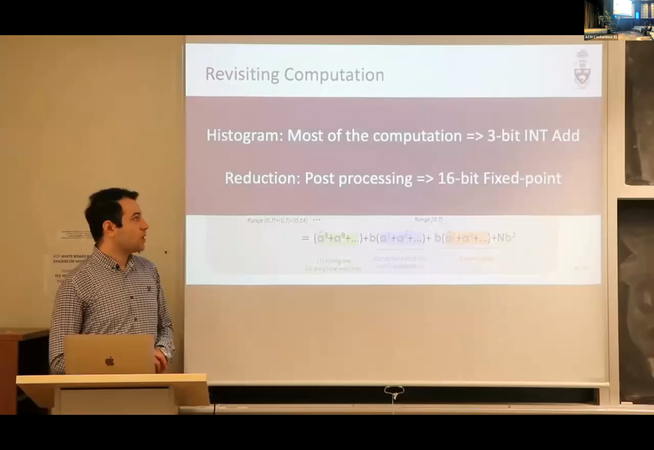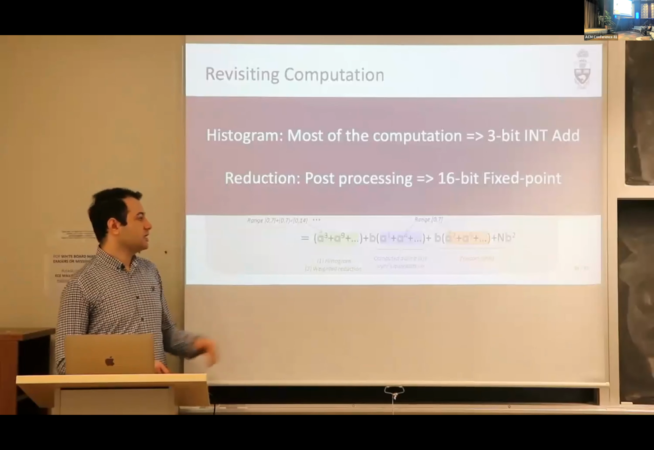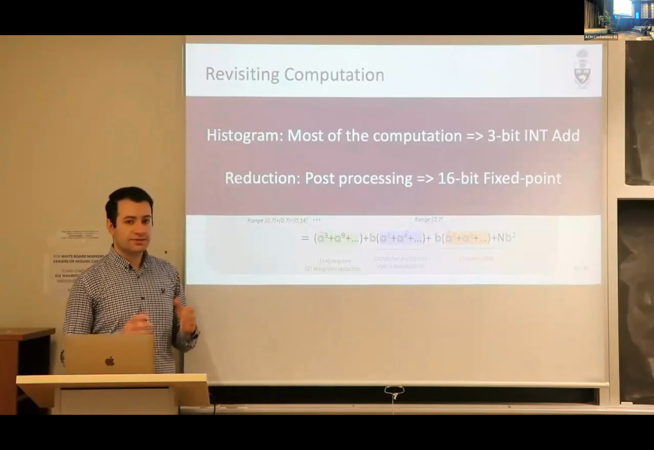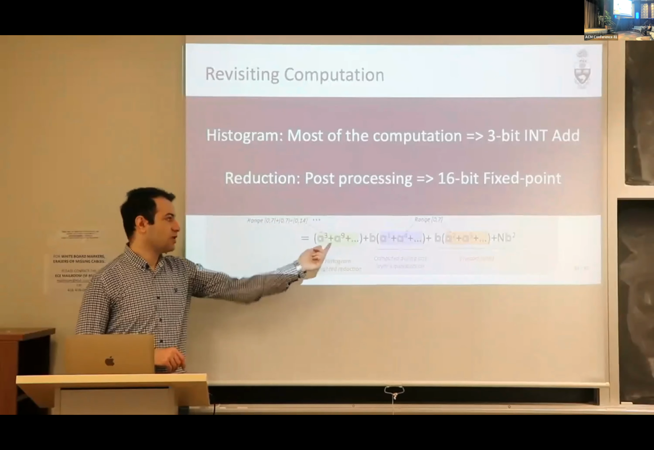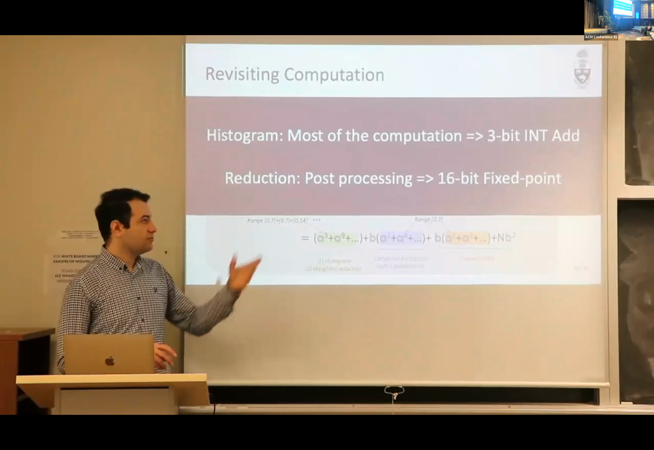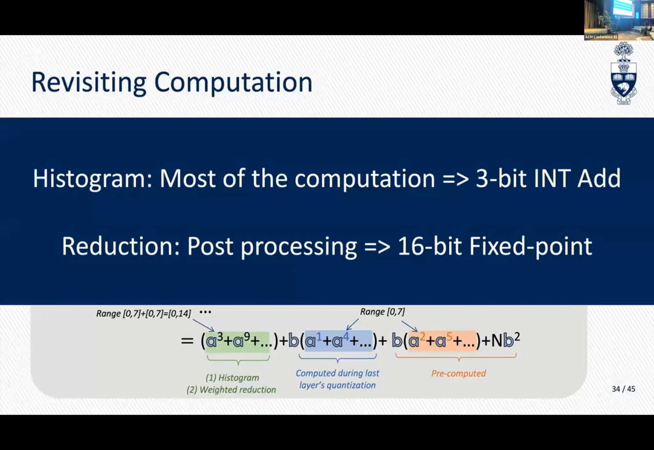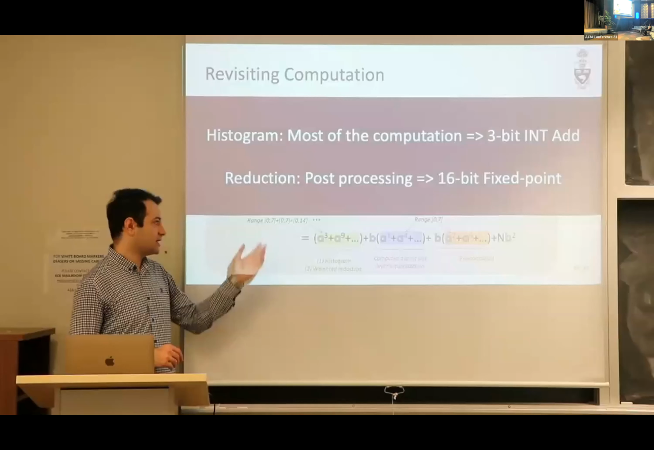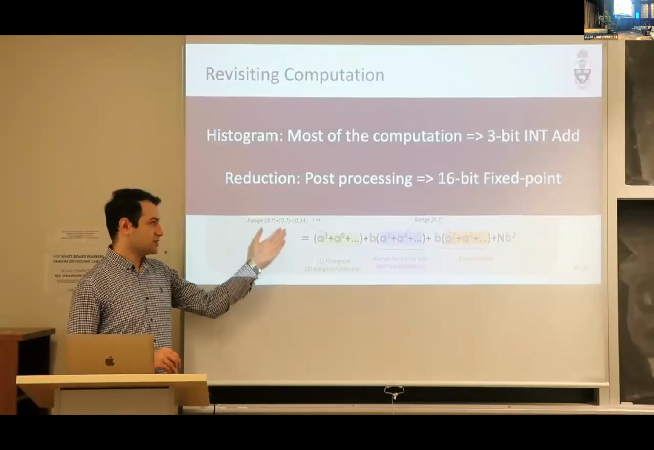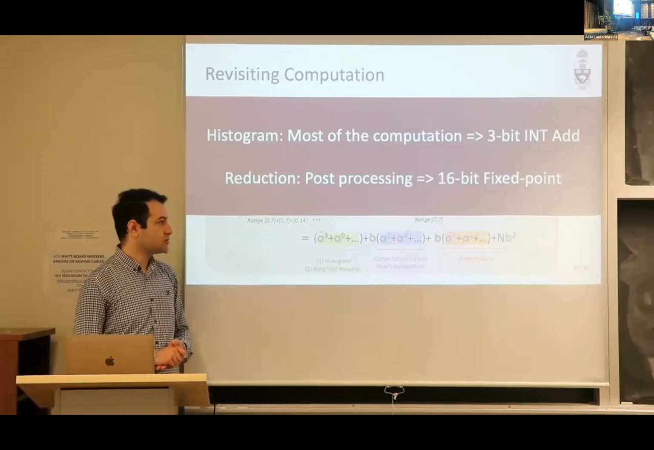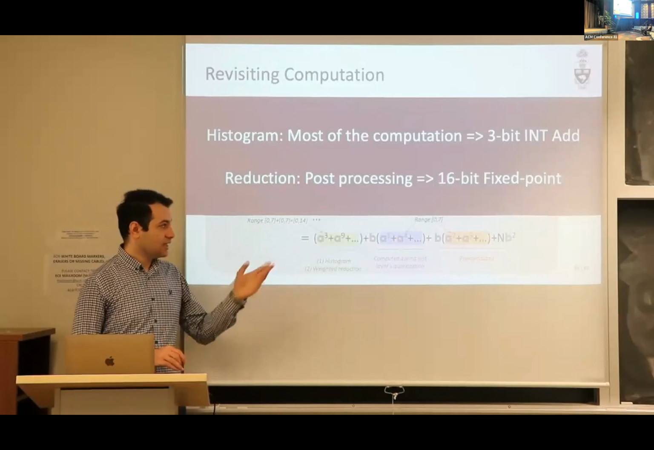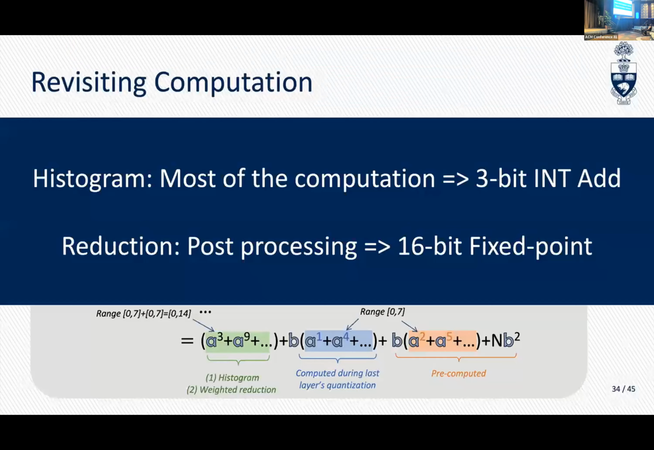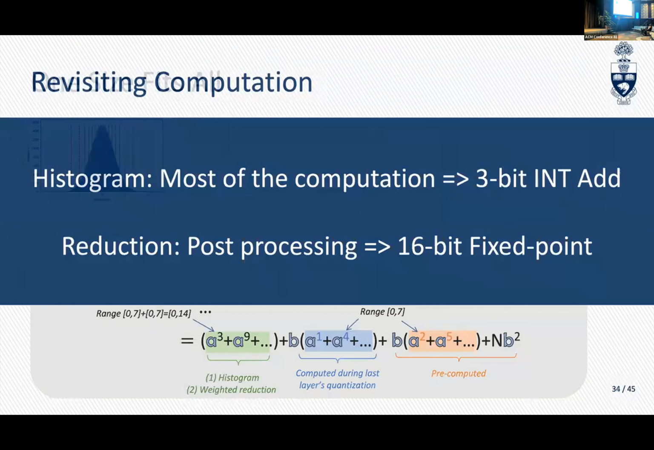So as a result, most of the computation can be summarized in just adding the indexes for weights and activations and seeing which one of these combinations show up. And that would be just 3 bits of integer addition. And then once you process all the weight and activation pairs, we have a post-processing stage where we reduce these values to a single number. And that happens in the 16-bit fixed point domain.